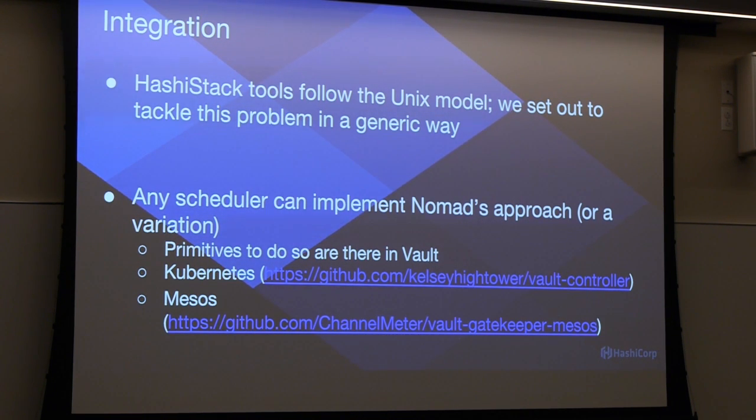What's the name of the last project? Yeah, it's highlighted: Vault-Gatekeeper-Mesos. If you search for Vault Mesos, it's one of the top 2 hits. The other one is called Vault DCOS, but that's basically just a recipe to get Vault running on DCOS.